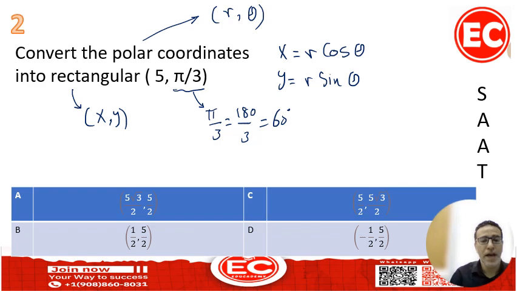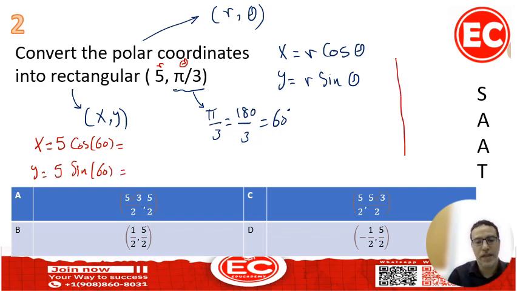So now I want to find the rectangular coordinates, I want to find x and y. So let's write it. So x is equal to r, and r is equal to 5. This is r, and this is theta. 5 cosine the angle, and the angle is 60 degrees. And y is equal to 5 multiplied by sine of the angle, and the angle is 60 degrees.